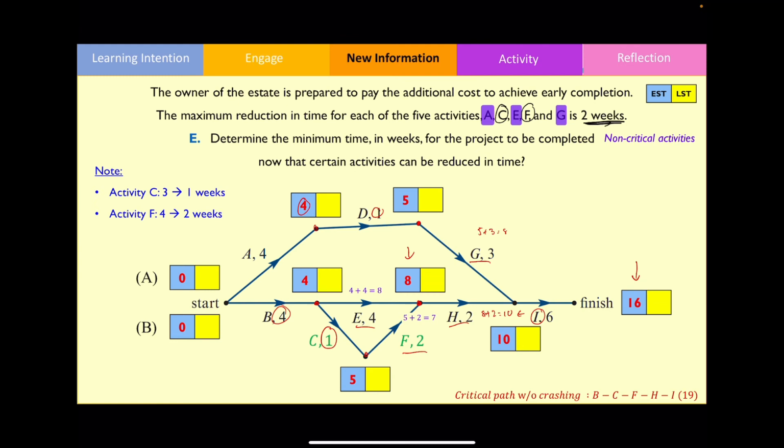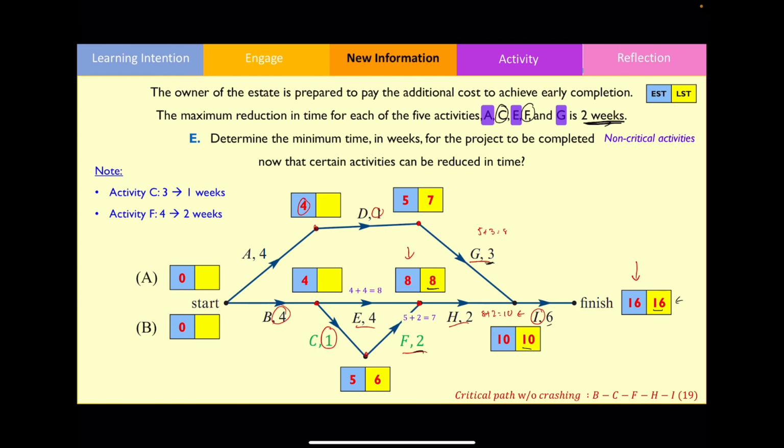The latest starting time of our final vertex is going to be equal to 16 as well. The latest starting time for activity I can be found by going 16 minus 6, which is equal to 10. The latest starting time for activity G is going to be found by going 10 minus 3, which is equal to 7. The latest starting time for activity H can be found by going 10 minus 2, which is equal to 8. The latest starting time for activity F can be found by going 8 minus 2, so that's 6.